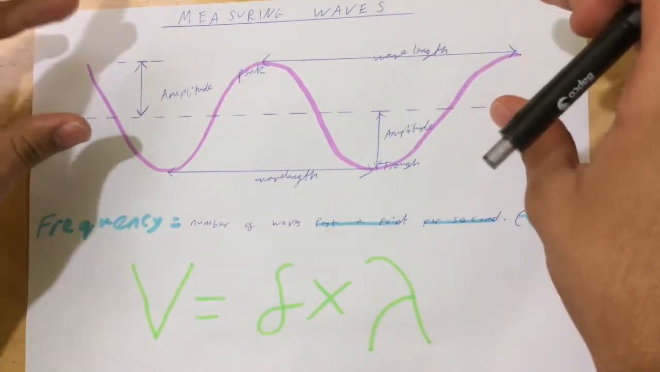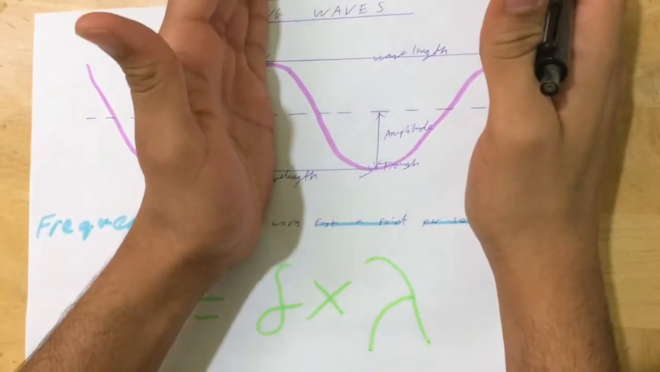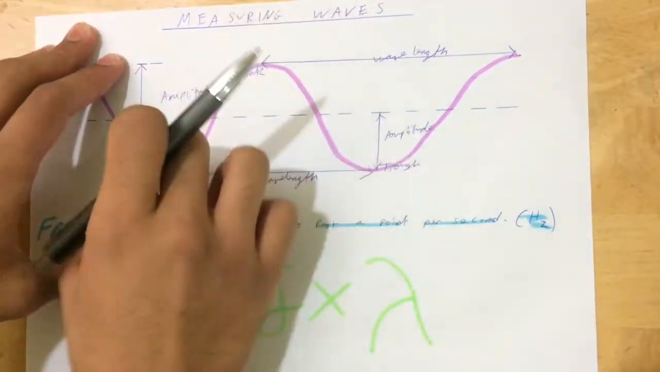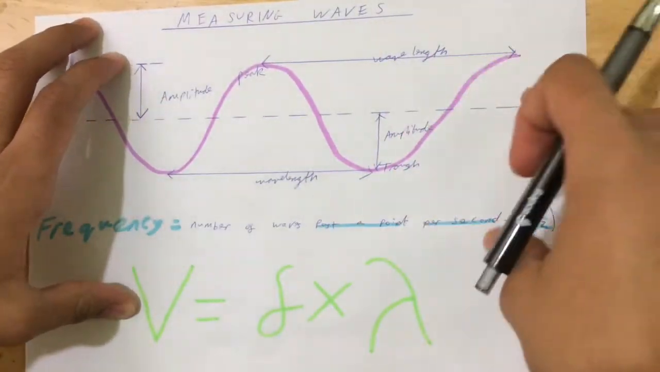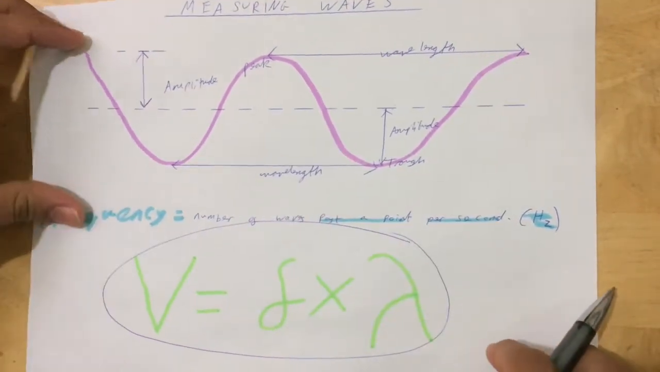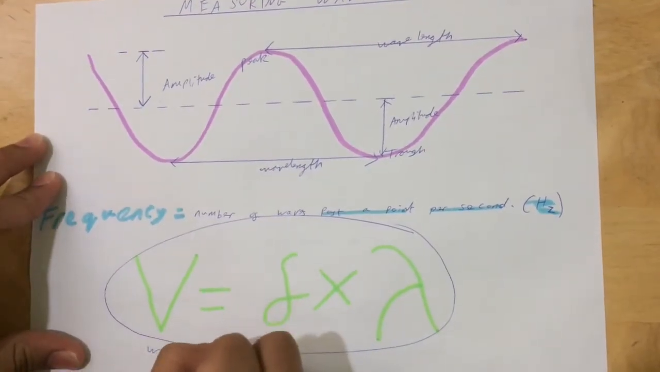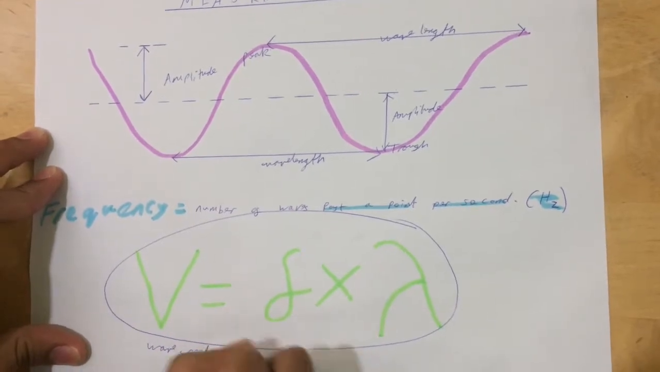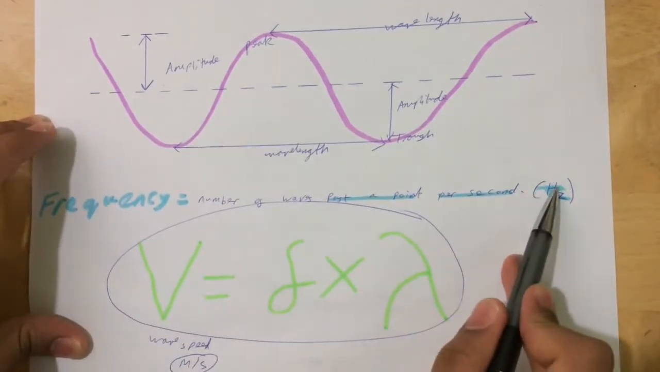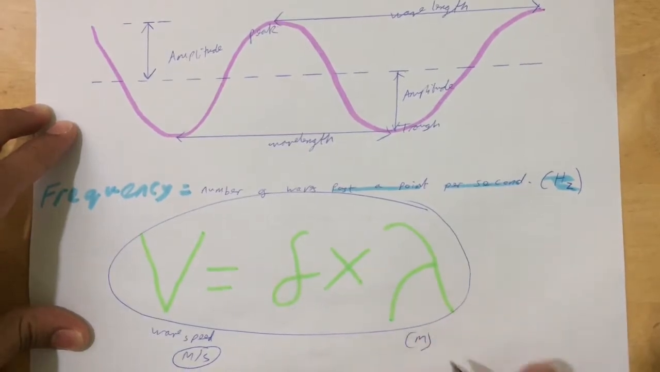Let's look back at the diagram. What is one complete wave? This is one complete wave from peak to peak, and this is one complete wave from trough to trough. So basically one wavelength, that's how we measure one wave. This equation is very important. V equals F lambda, where V is the wave speed, usually measured in meters per second, F is the frequency measured in hertz, and lambda is the wavelength, usually measured in meters.